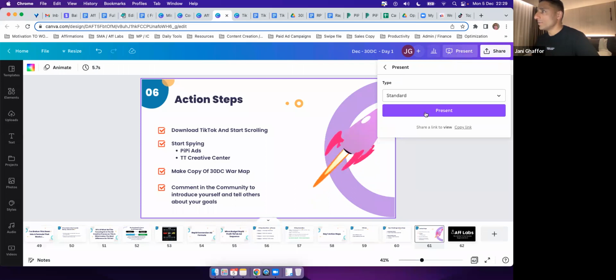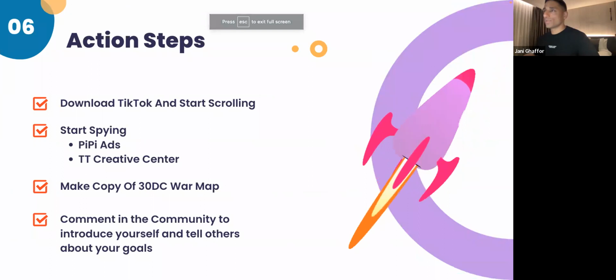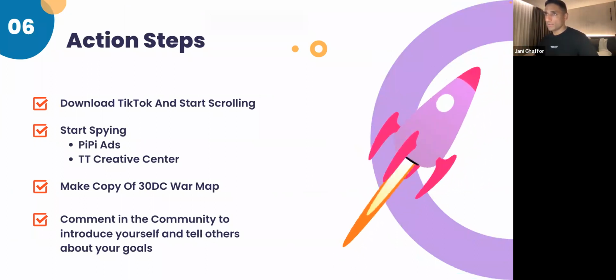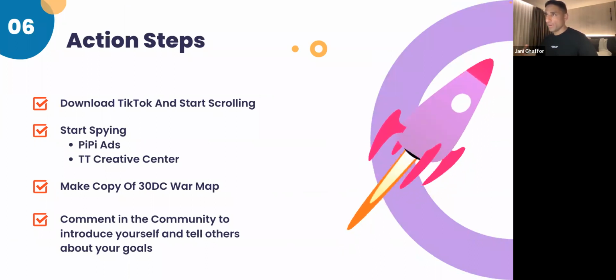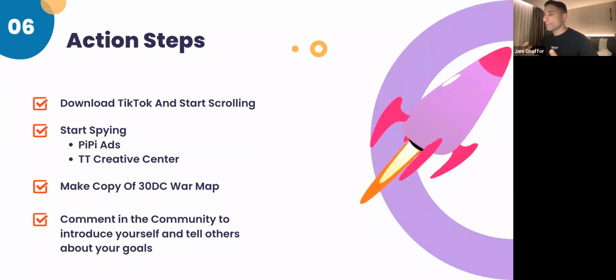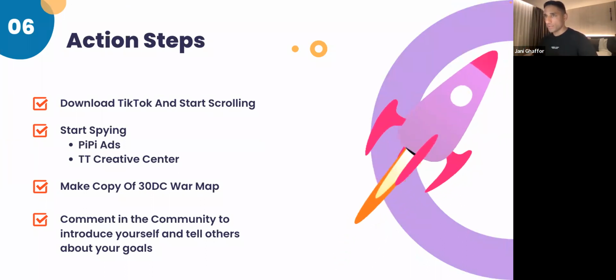So guys, before we end, here are the action steps. Download TikTok and start scrolling. So the actual app, download the app on your phone, start scrolling. We want to start seeing what TikTok looks like, what ads look like, start getting ads shown to us.